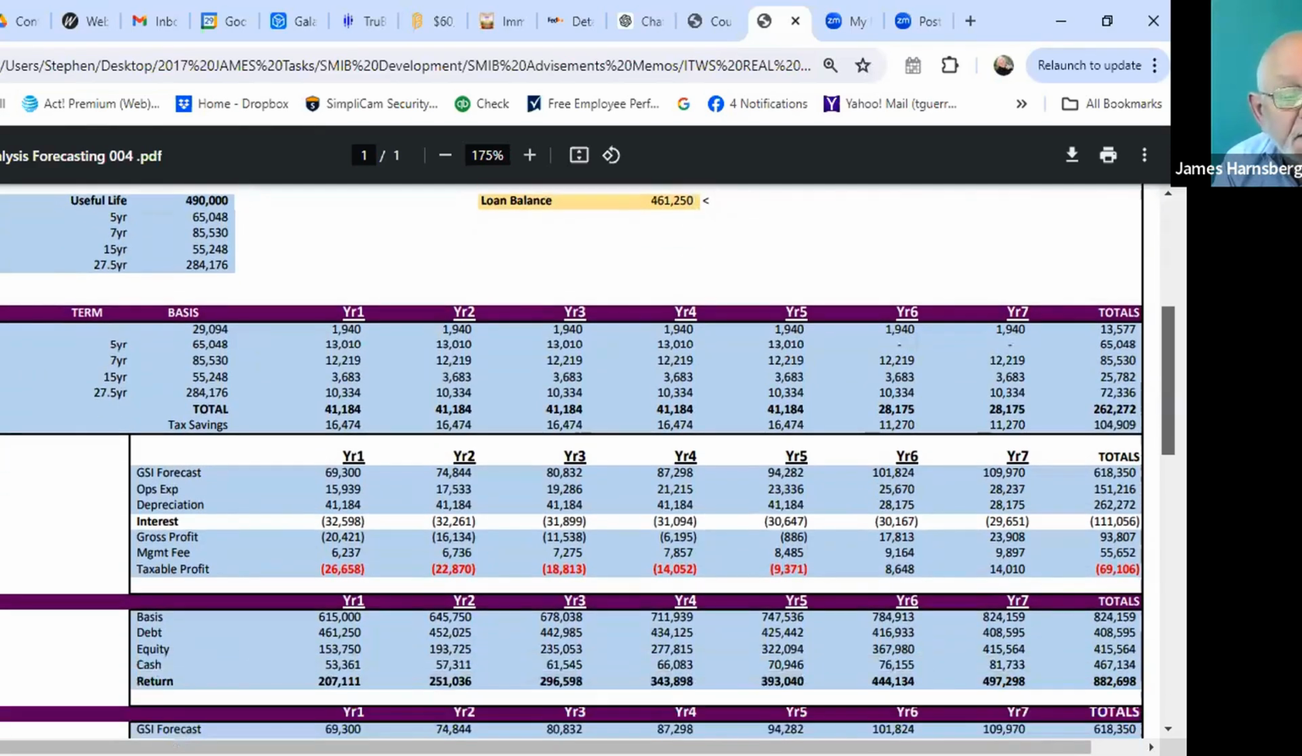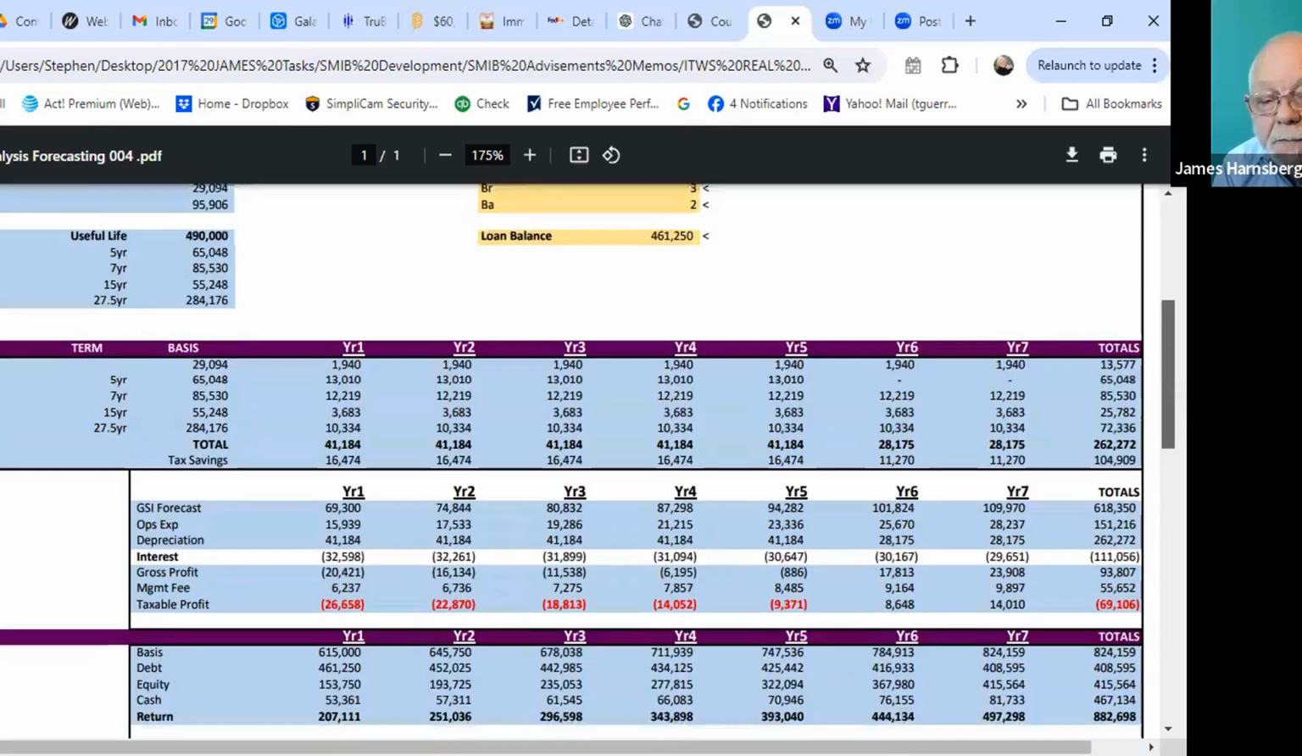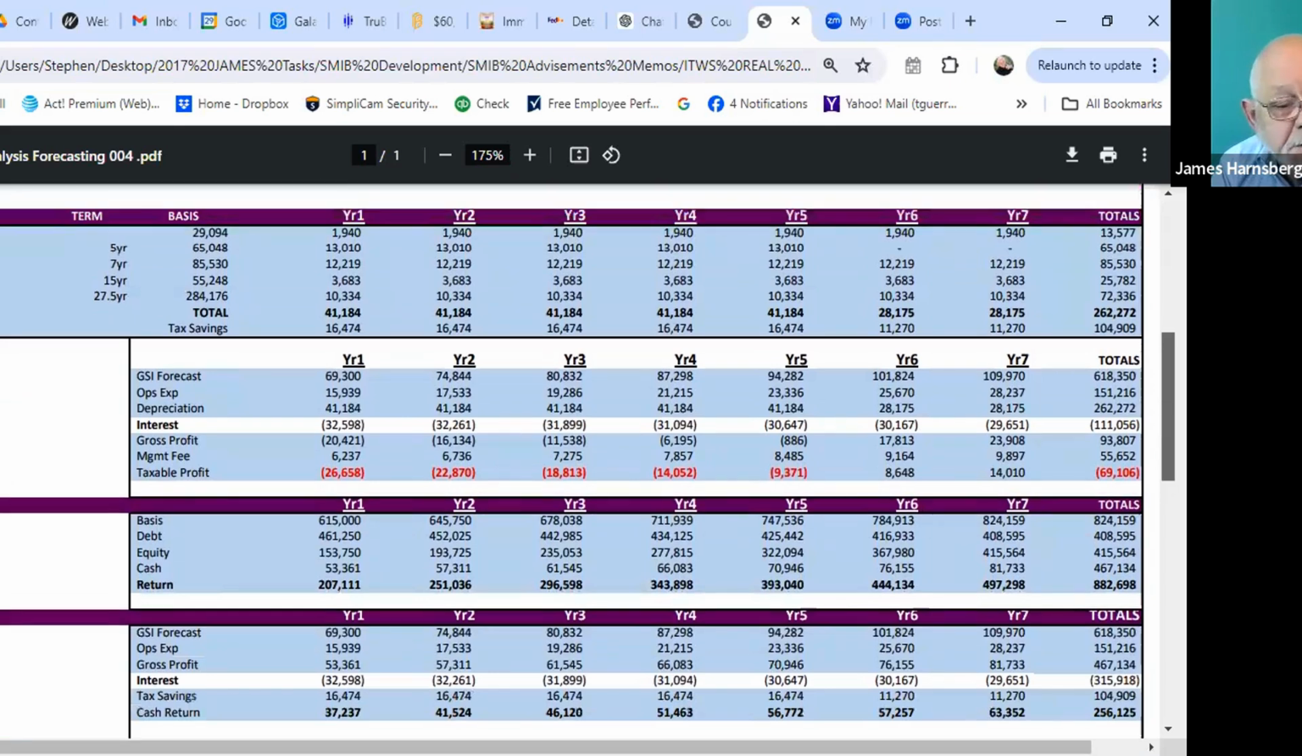What I have now is the basis of my property. I have a retiring debt. I'm not accelerating the debt, just retiring it. I built up an equity position plus my cash. So at the end of 7 years, I've got a return of $882,698 on an investment that was $615,000. I have no tax exposure.